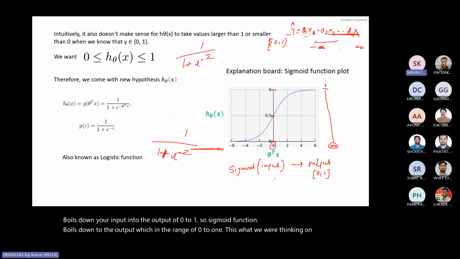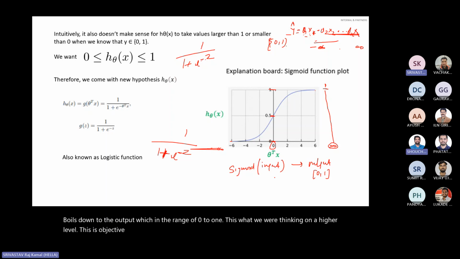This is the objective. We wanted some hypothesis function to be there. So basically, we just want to bring down any number to between 0 and 1, and the sigmoid function will do that. Right, the sigmoid function will do that. It will give values like 0.5, and so on.